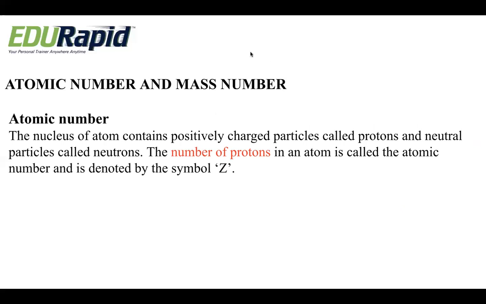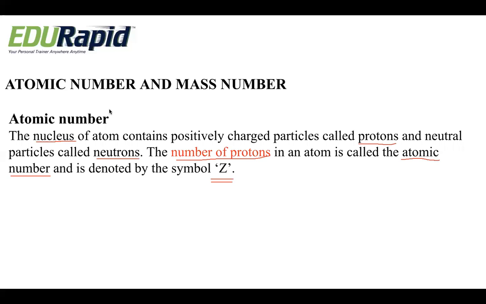What do you mean by atomic number? The nucleus of an atom contains positively charged particles called protons and neutral particles called neutrons. The nucleus, which is present at the center, always consists of positively charged protons and neutral neutrons. The number of protons in an atom is called the atomic number. It is always denoted by the capital letter Z. It means that atomic number is nothing but the total number of protons present in an atom, or in a nucleus. It is denoted by the letter Z.